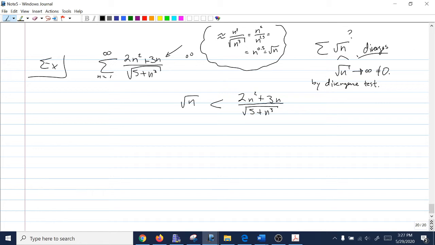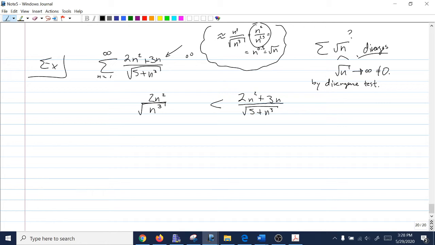Is this true? Have I made the fraction bigger? Why would it be true? I guess the thing I want to compare it with is maybe 2n squared over n to the square root of n cubed. Is this less than that? You made the top of the fraction bigger. Oh, but you made the bottom of the fraction smaller, so you don't learn anything.